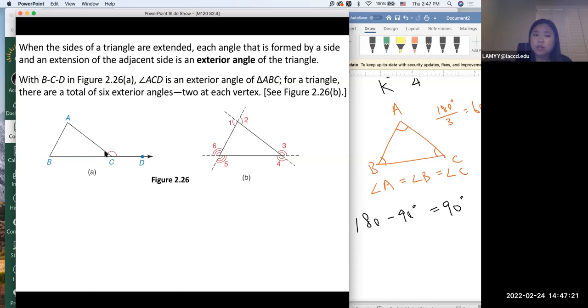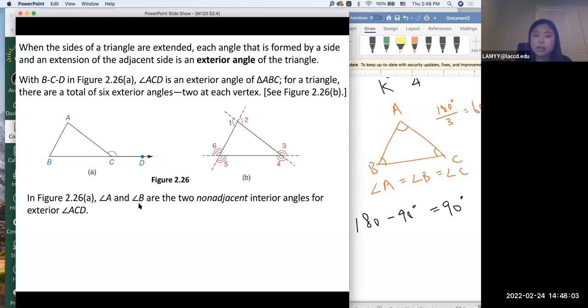You could do the same thing: extend the line AC here, then you will have an exterior angle here. And same idea with AB, you will have an exterior angle. So you can see in the picture here, I have 1, 2, 3, 4, 5, 6 exterior angles. So a total of 6 exterior angles, 2 at each vertex. For each vertex, you do have 2 exterior angles.